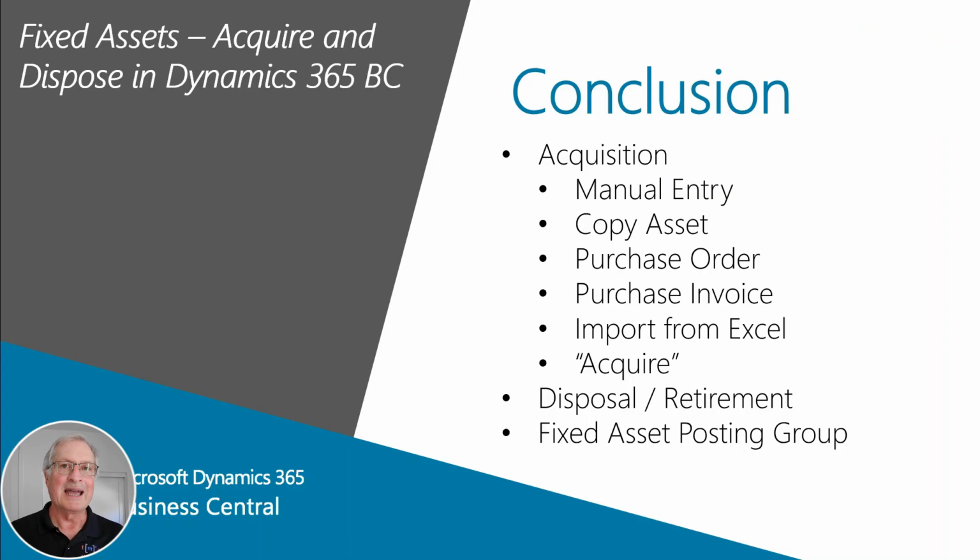This was an in-depth look at two different types of transactions in fixed assets in Business Central. We looked at 5 different ways to add assets to Business Central. We went through the acquisition phase and what that means to Business Central. And then we looked at the disposal and retirement transaction that's built into Business Central. And then we looked at the fixed asset posting group that helps Business Central decide which GL accounts to use for the different types of transactions.